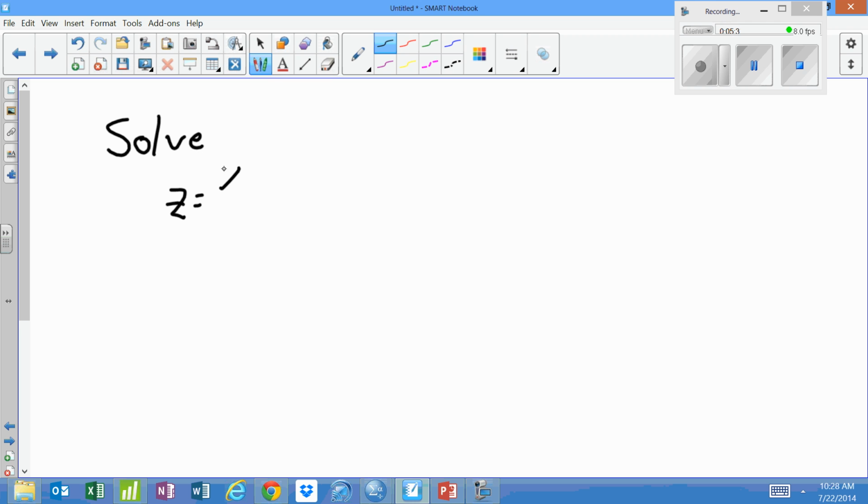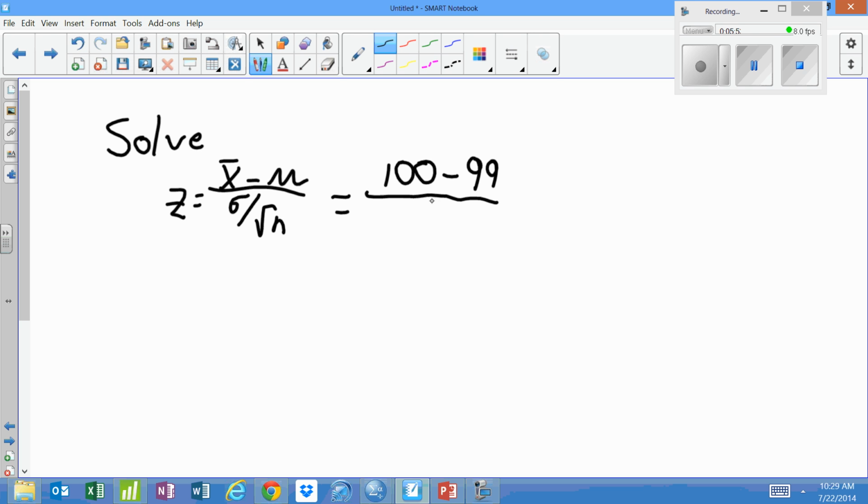And if you remember, we have mean minus mean, so sample mean minus population mean divided by the standard error of the mean, which is standard deviation divided by square root of n. So our sample mean in this group is 100. Our population mean was 99. Our standard deviation is, oh, excuse me, it's 2.5. Okay, I've got the wrong one here. And our sample size is 36.